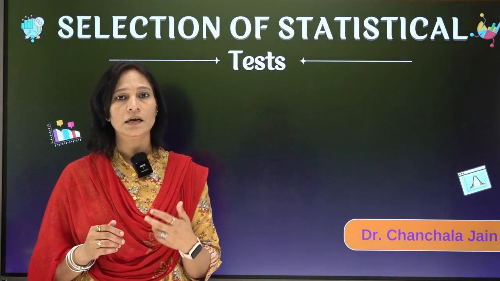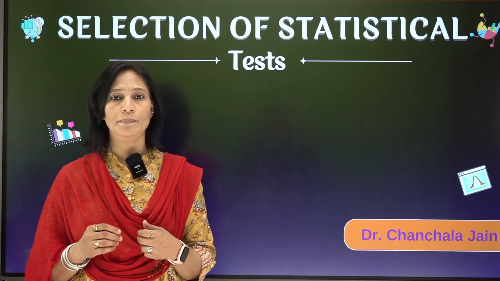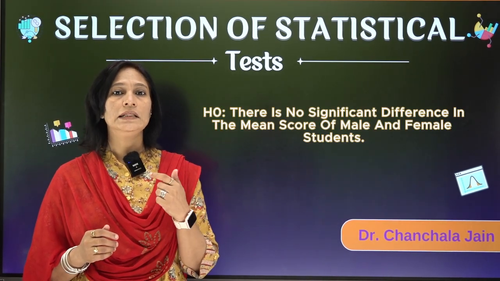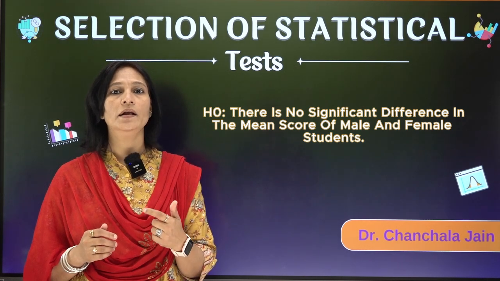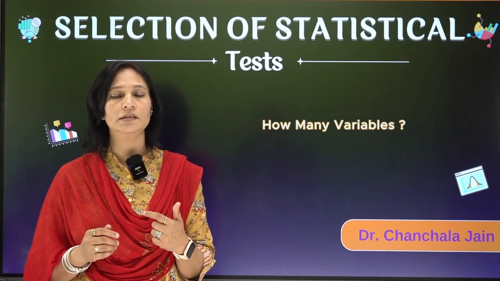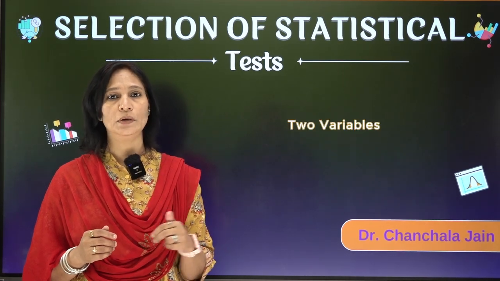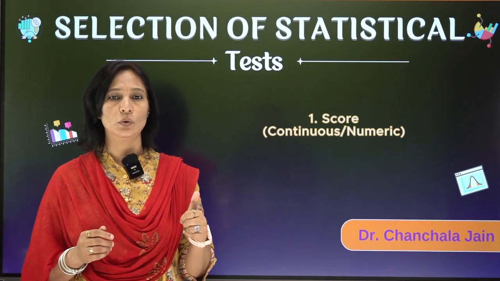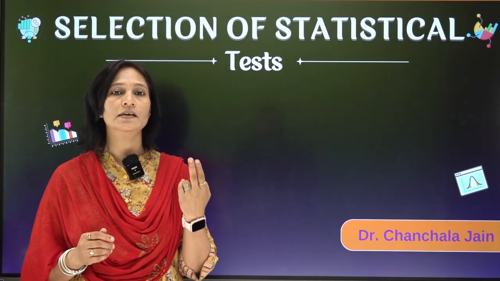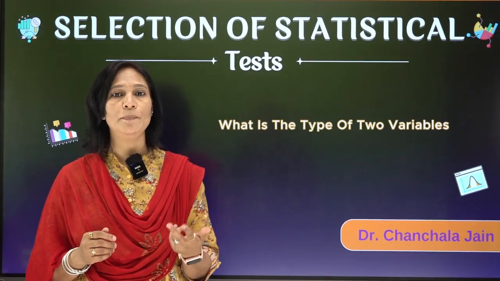We can understand this whole process by taking one example. Say, my hypothesis is there is no significant difference in the mean scores of male and female students. Firstly, we will identify how many variables we have in this hypothesis. It is very clear that we have 2 variables here. The first one is the score. The second one is the male and female students, that is, gender. Now we will see what is the type of these 2 variables.